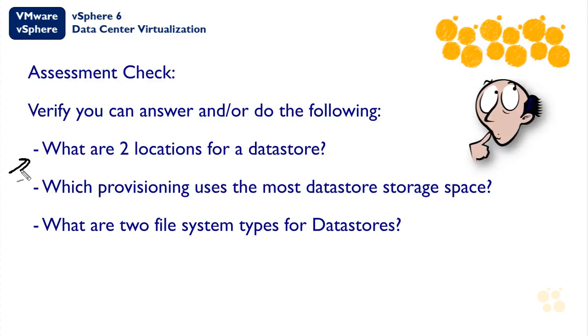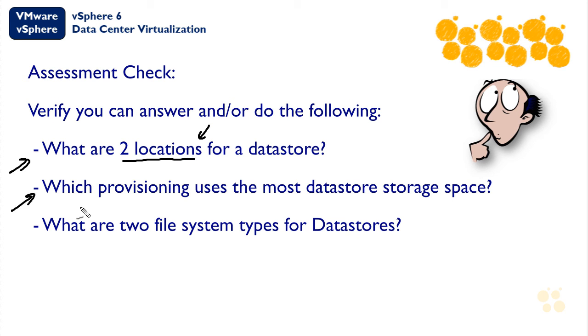Question number 1, what are 2 locations for a data store? And if you said, well, Keith, one is local and the other is network based, you would be absolutely correct. And the virtual SAN is kind of a combination of both, where each of the ESXi hosts are chipping in some of their resources locally to create a network based virtual storage area network that multiple ESXi hosts can use.